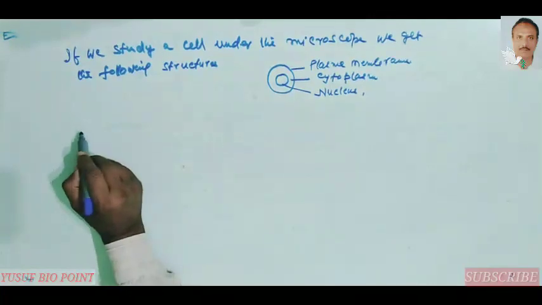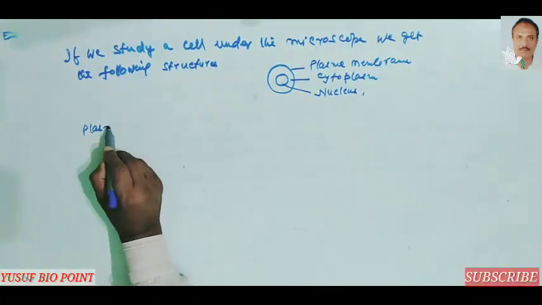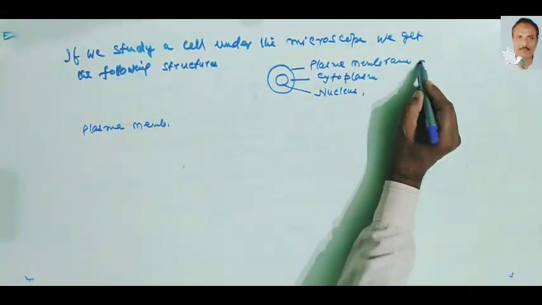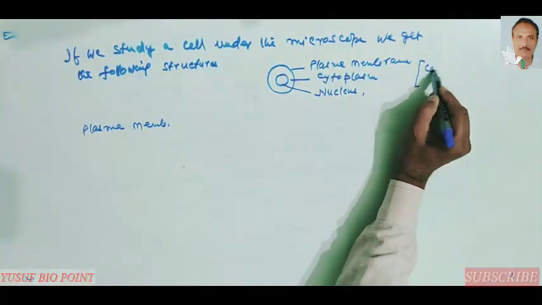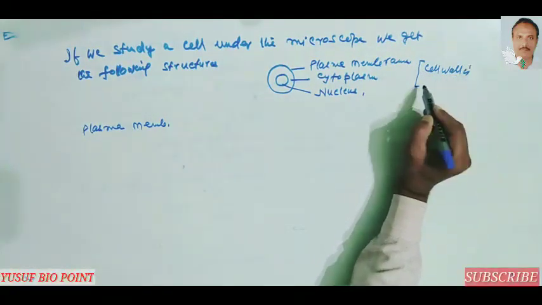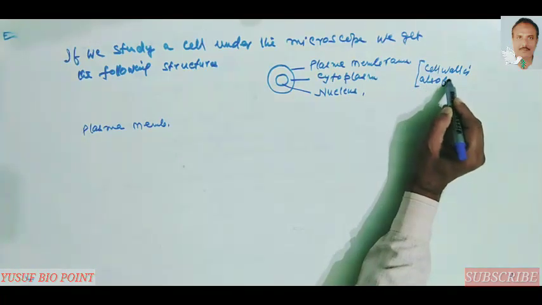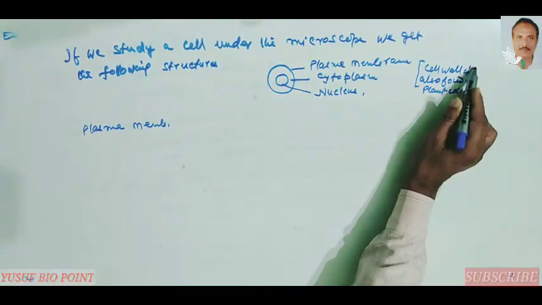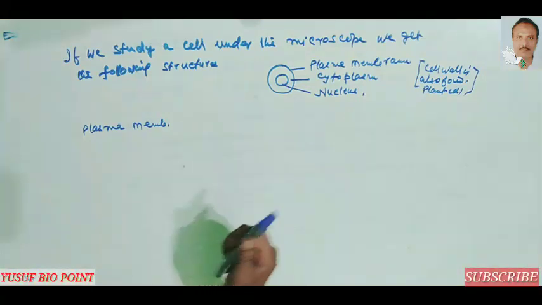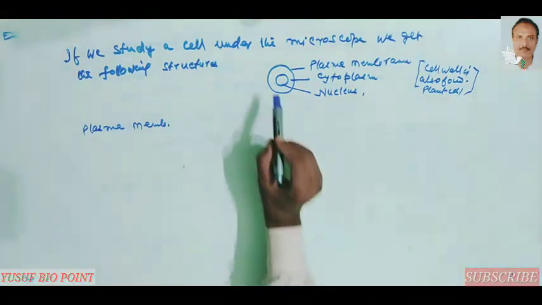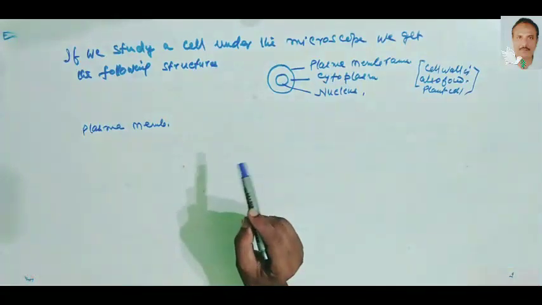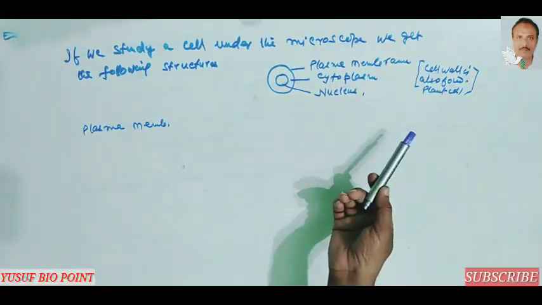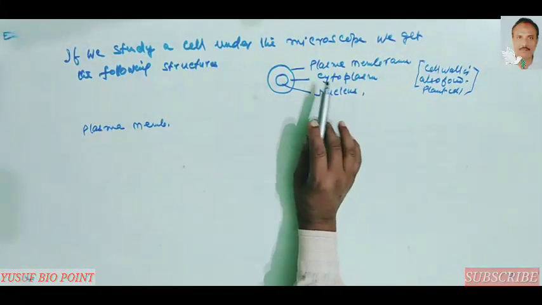Now the first is the plasma membrane. One thing: in the plant cell, the cell wall is also found, which is found around the plasma membrane. About the cell wall, we shall study in the next video. Now the first one is the plasma membrane.